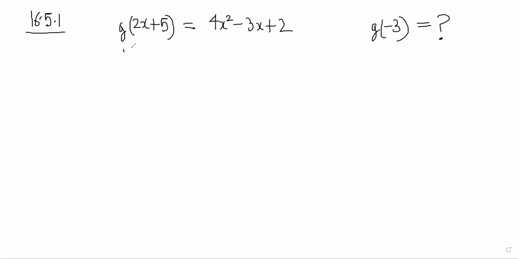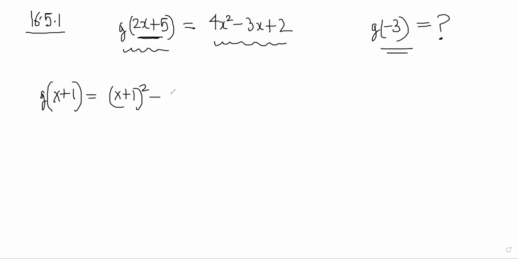We have to find the function g, then only we can find this, right? The input to the g function is 2x plus 5. So you have to think of how you can manipulate 2x plus 5 to get this. Suppose you had an equation like this: g of x plus 1 is equal to (x plus 1) whole squared minus 1. Can you figure out what g of x is then? What is g of x here?